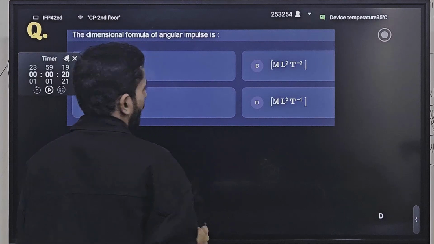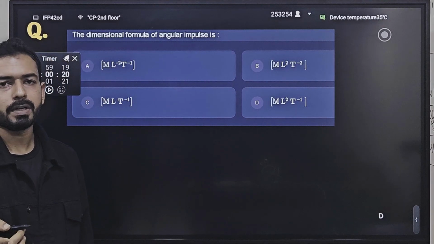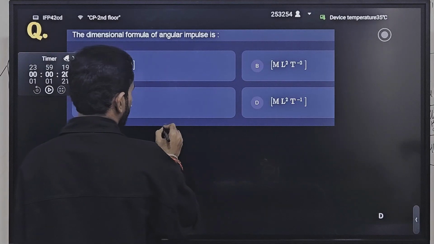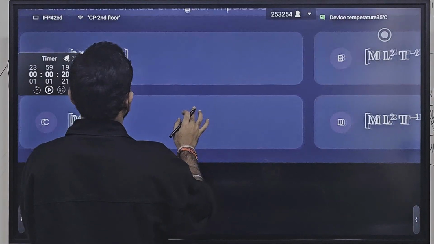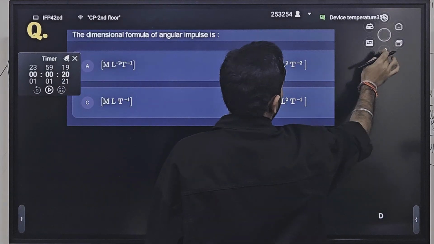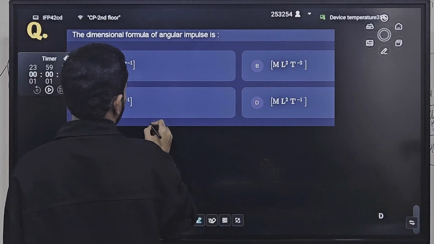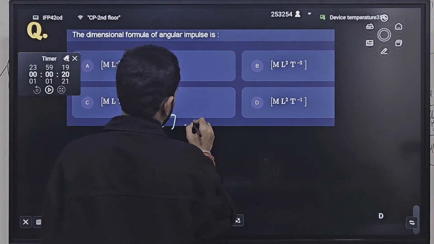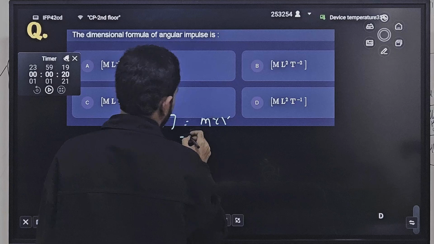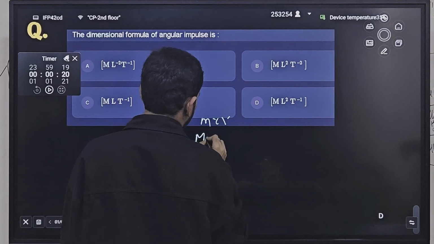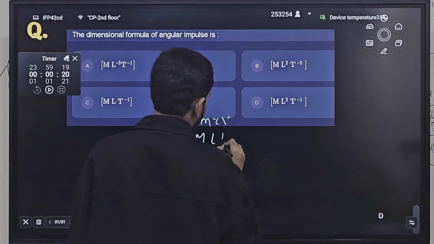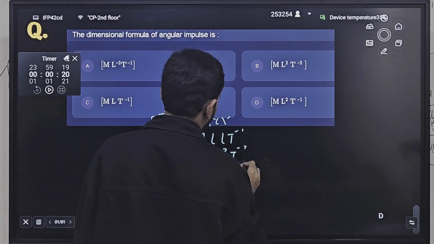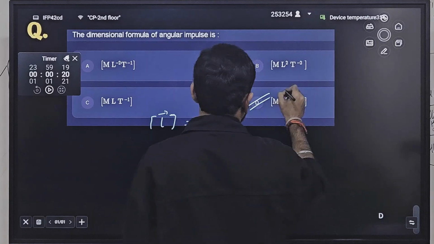Angular impulse is what? Impulse is what? Change in momentum. Angular impulse is change in angular momentum. In terms of dimension, change in angular momentum will be equal to angular momentum. And what is angular momentum? It is equal to m into r into v, mass into radius into velocity. Mass, M; radius, L; velocity, L T minus 1. What will be your answer? M L square T minus 1. Which option is correct? D option is correct.